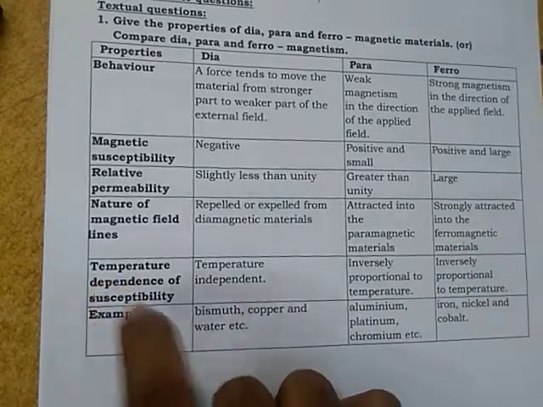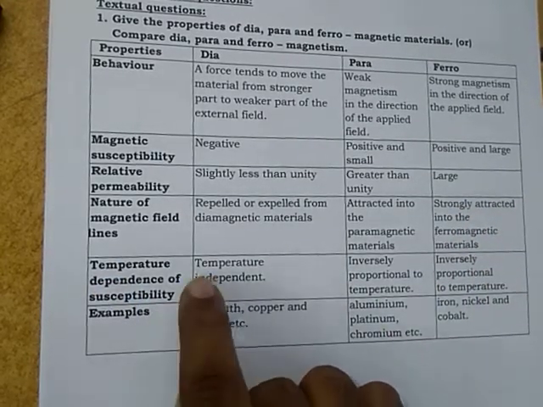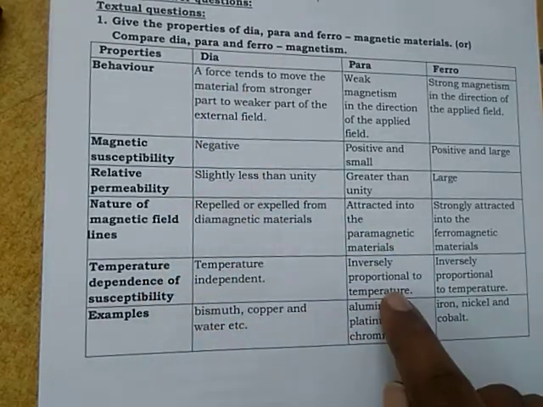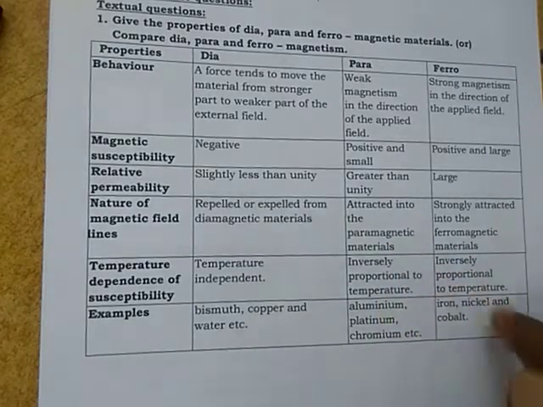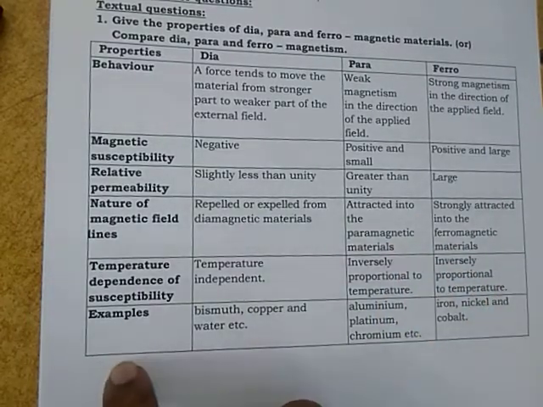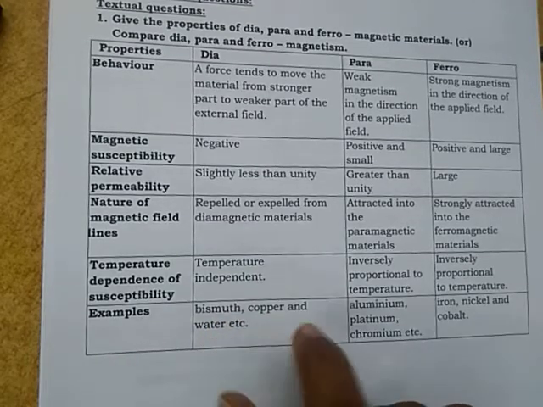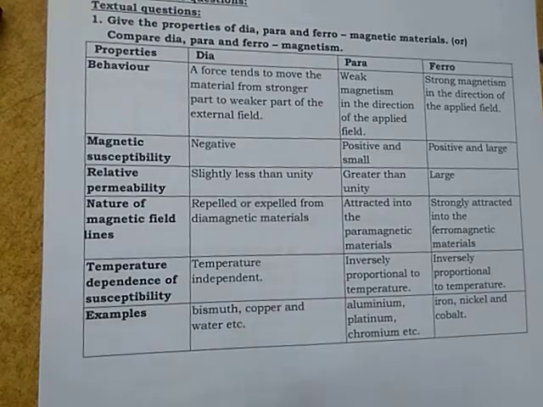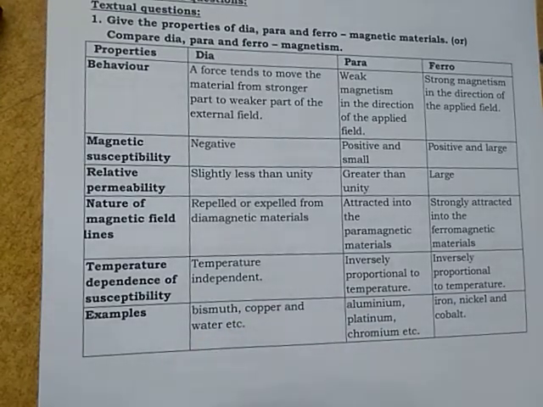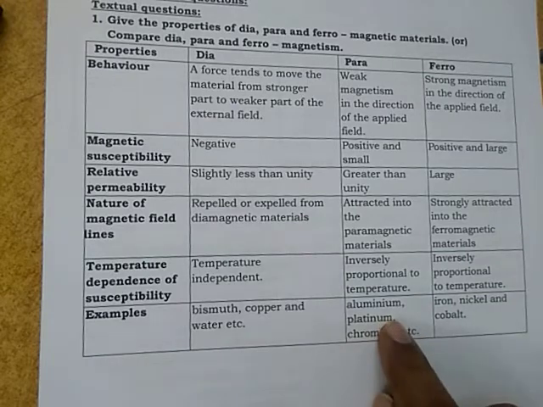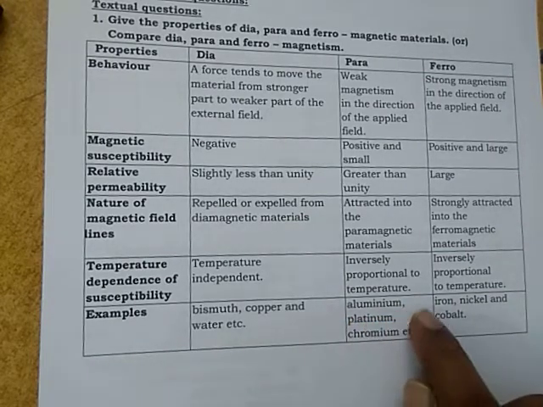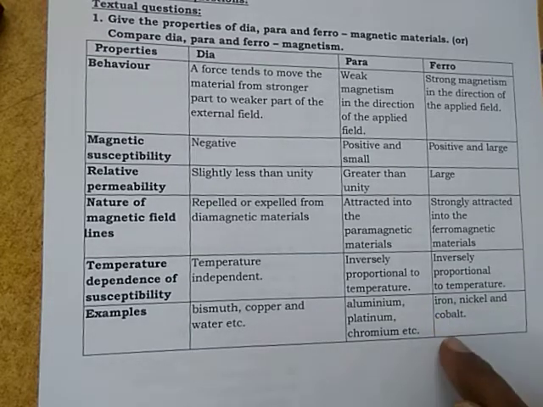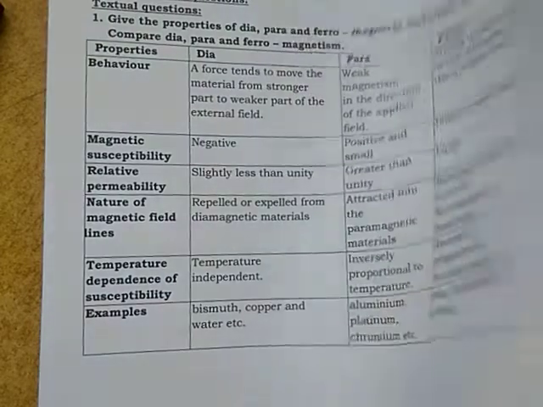Then temperature dependence of susceptibility. Diamagnetic material is temperature independent, it does not depend on temperature, but for para it is inversely proportional to temperature, and for ferro it is also inversely proportional to temperature. Let me see the examples. Bismuth, copper and water are examples of diamagnetic material. If water is placed near a magnetic field, the water will be repelled. Paramagnetic material examples are aluminum, platinum and chromium. Then ferromagnetic materials are iron, nickel and cobalt.